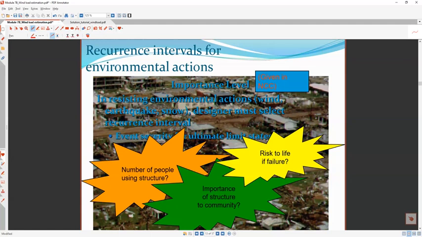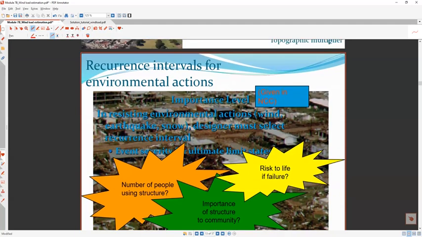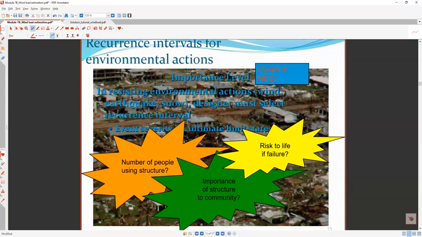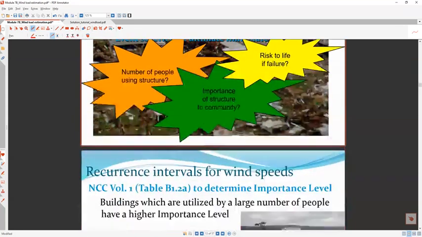That means the number of people using the structure, the importance of the structure to the community, and the risk to life if failure occurs. So all this will tell you what the importance level of any structure is. Because this importance level will determine which critical wind event you will design it for. I'll repeat the sentence. Depending on how important the structure is, we will choose what severe event we will be choosing for ultimate limit state.